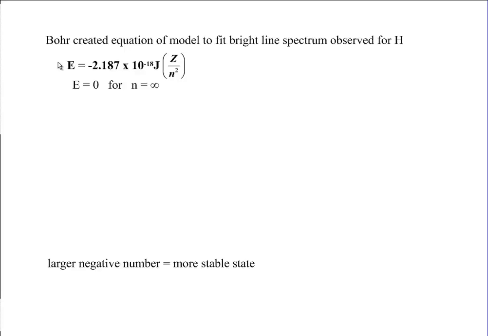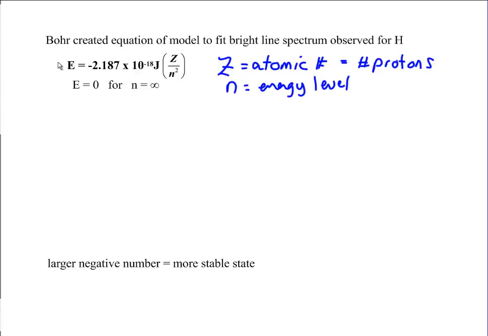And in the equation, E is for energy of the electron in a particular energy level. Z is the atomic number, and that's the number of protons. In hydrogen, that number is 1. N is the energy level. N equals 1 is ground state for hydrogen. When an electron is completely removed from an atom, N becomes infinity, and the energy for that electron is 0 joules.